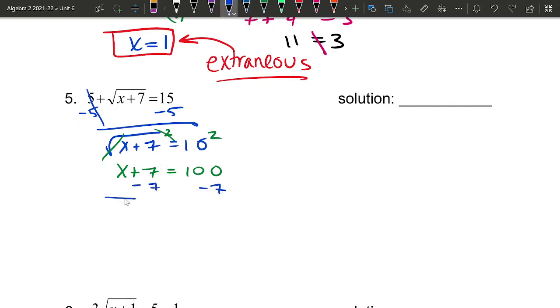Subtract the 7. x equals 93. Alright, so x equals 93. Check it.